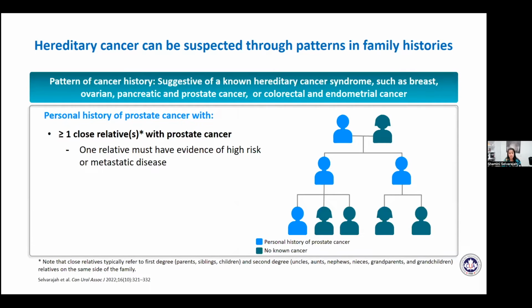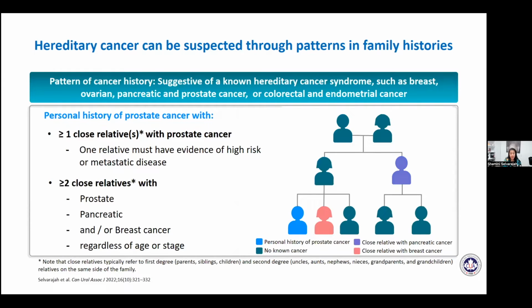The other thing is having more than one close relative with prostate cancer, where at least one has a very high risk of metastatic disease, or when you have two or more relatives who have a combination of prostate, pancreatic, and breast cancer, and that's regardless of age or stage.